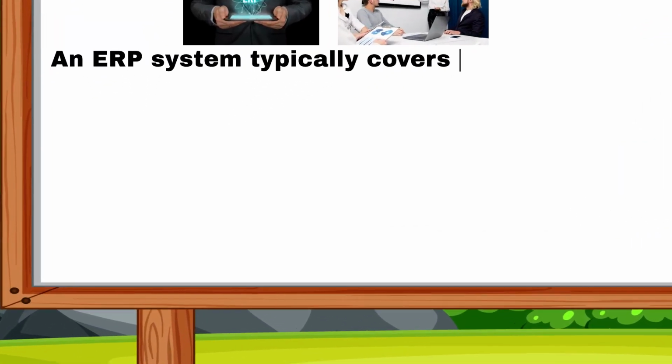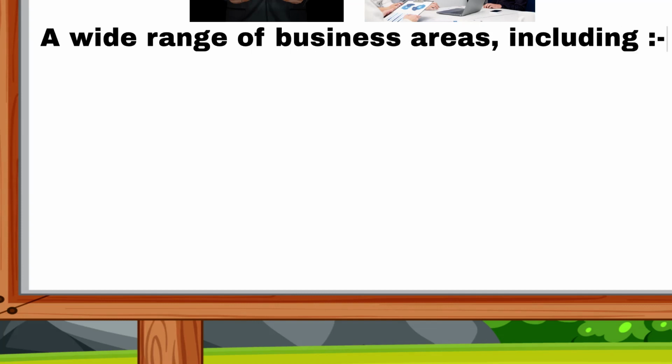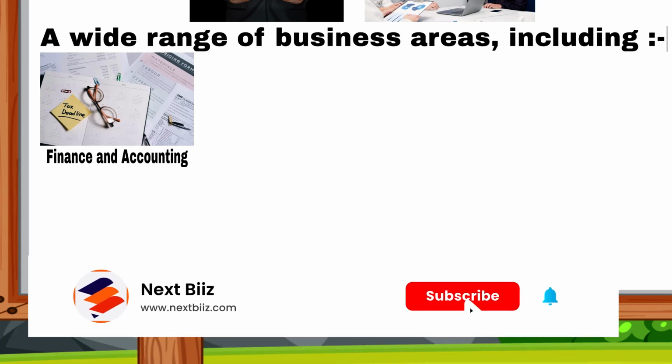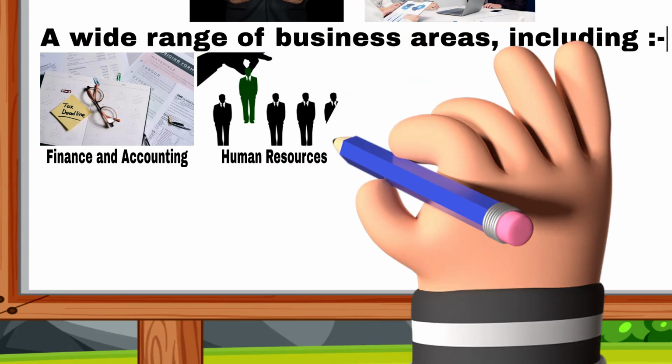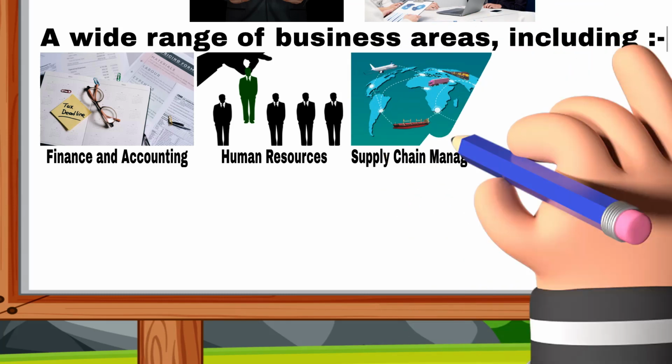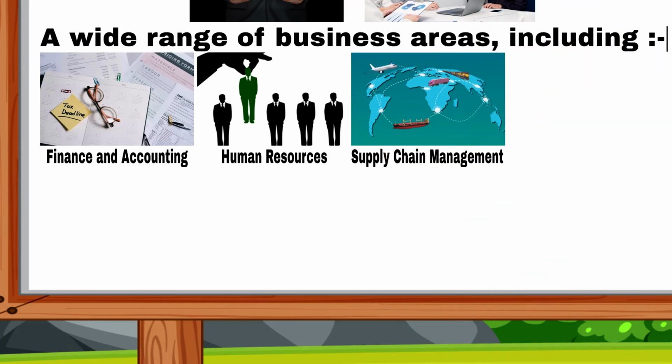An ERP system typically covers a wide range of business areas, including finance and accounting, managing financial transactions, budgets, accounts payable and receivable, payroll, and other financial processes. Human resources, handling employee information, payroll processing, recruitment, training, performance evaluation, and other HR-related functions. Supply chain management, tracking inventory, procurement, order processing, demand forecasting, and logistics to ensure efficient production and distribution.